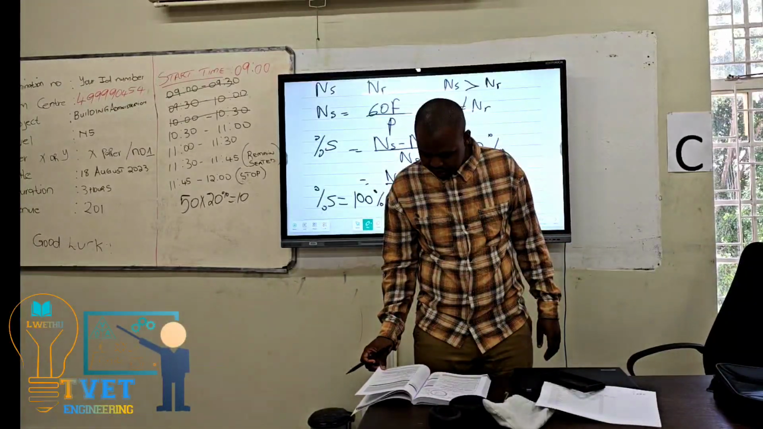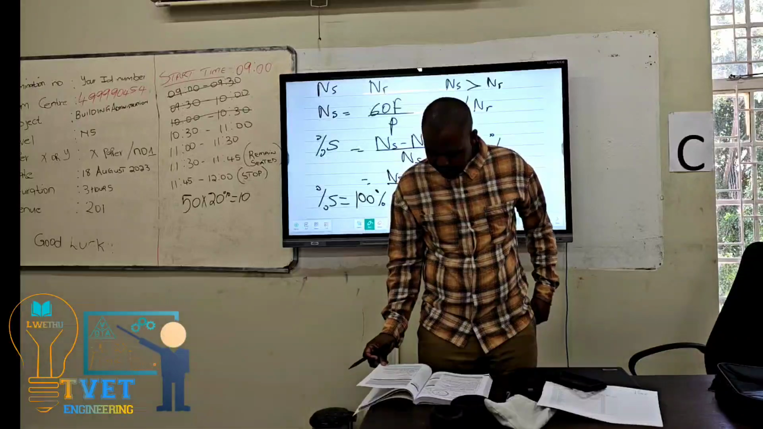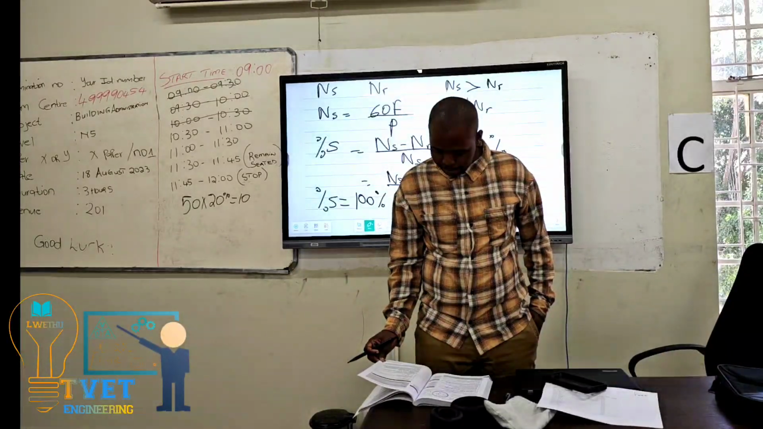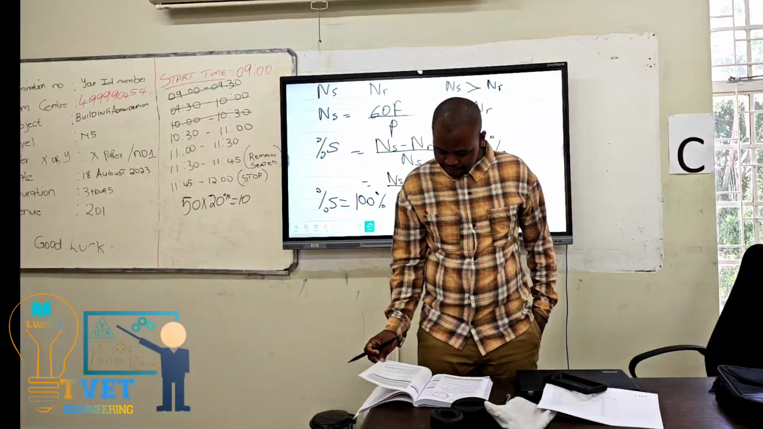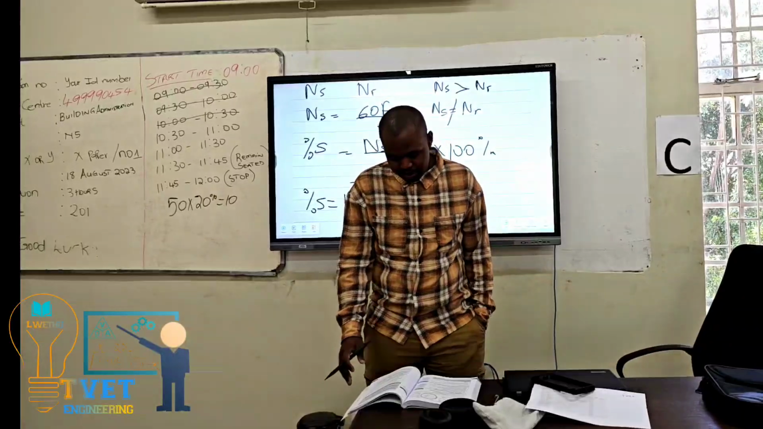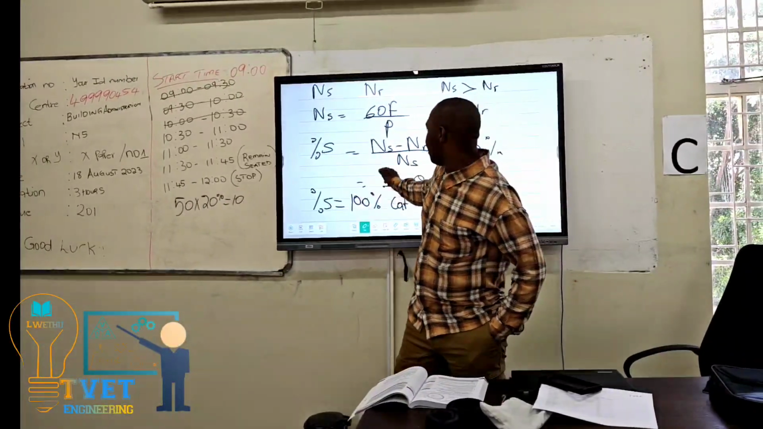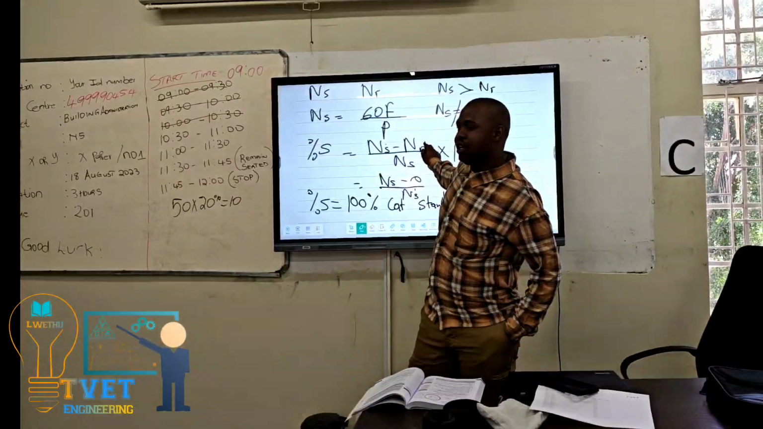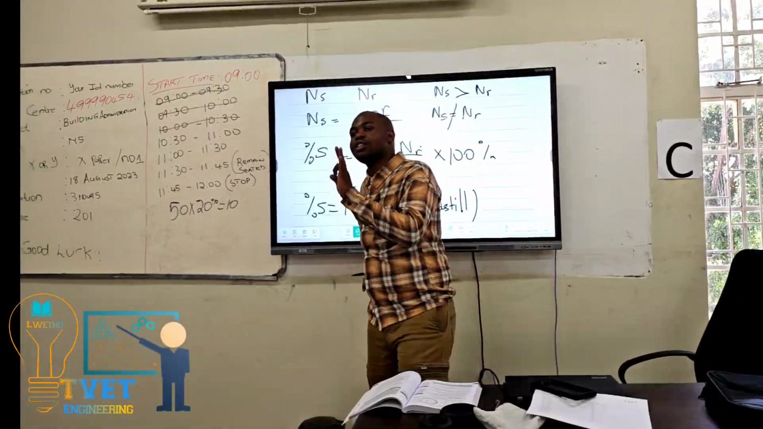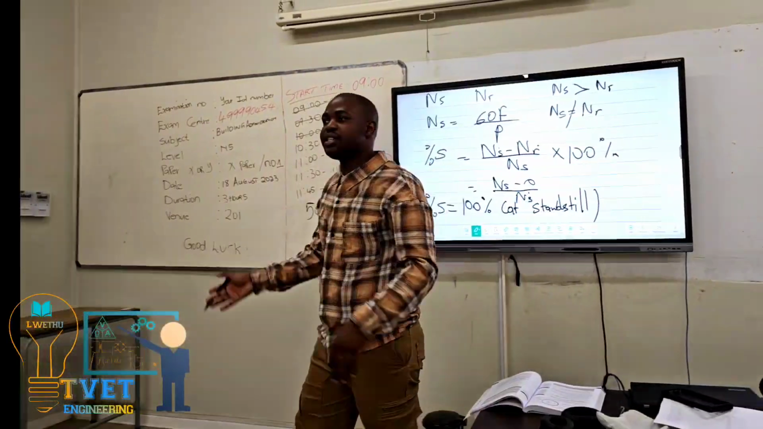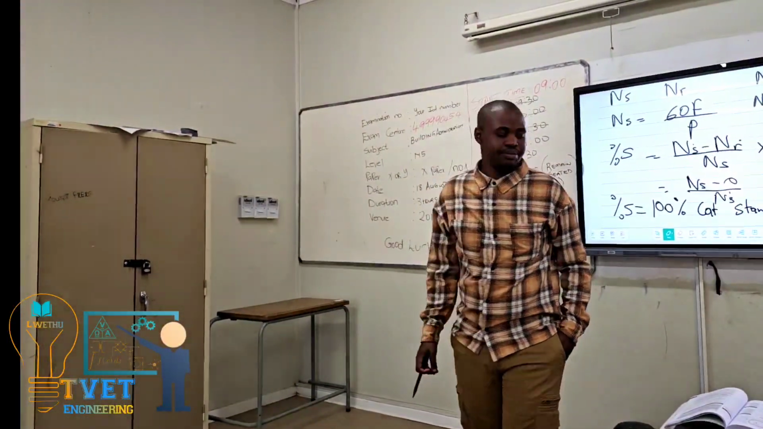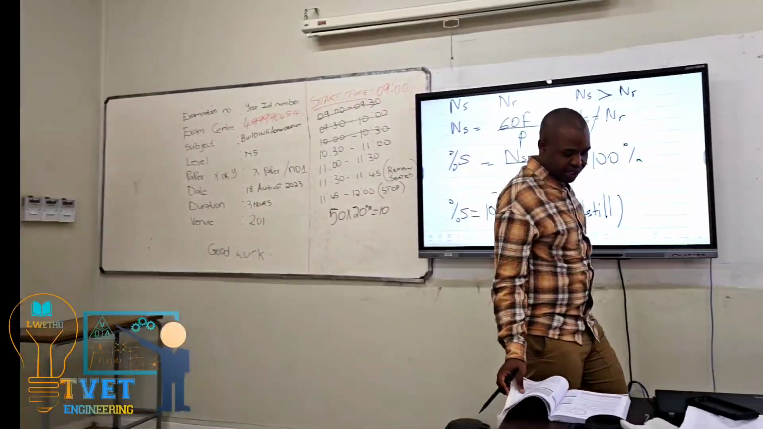Slip of 0 is not possible, because we cannot have the synchronous speed equal to the rotor speed. That is what it means.